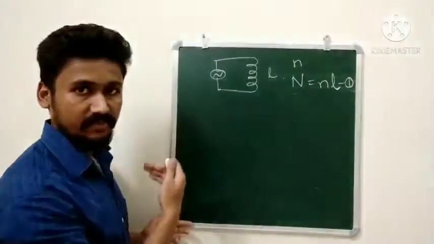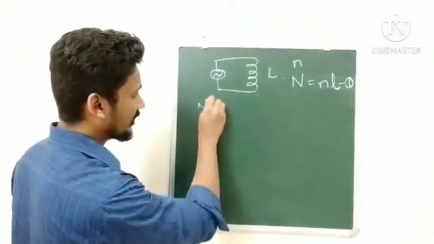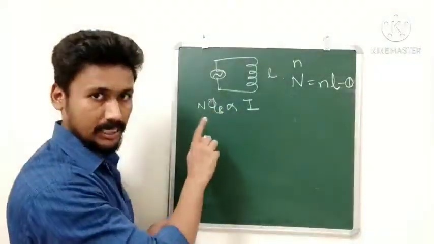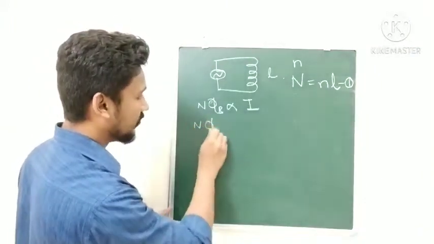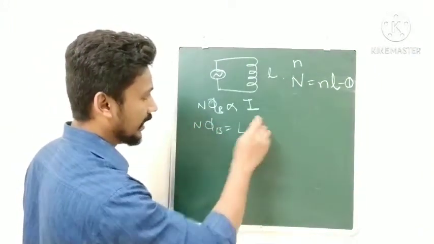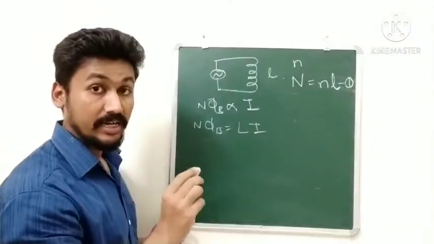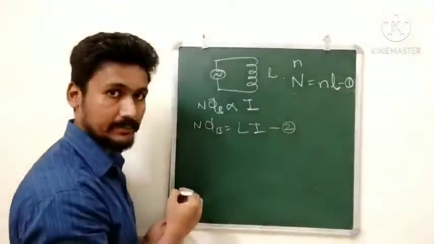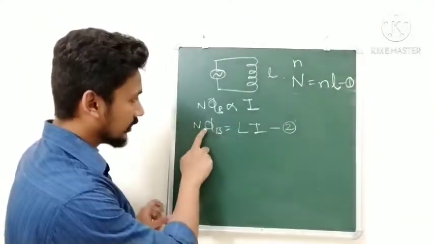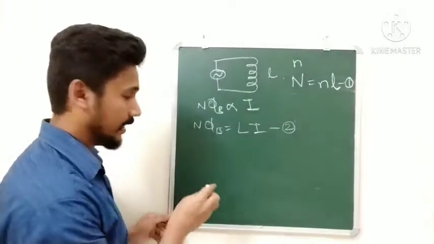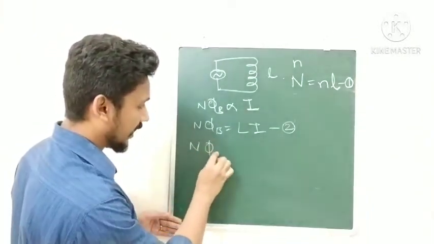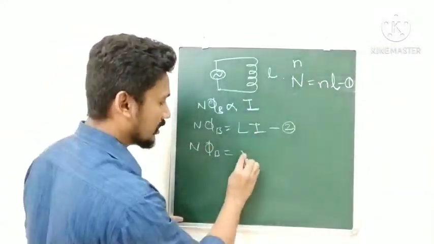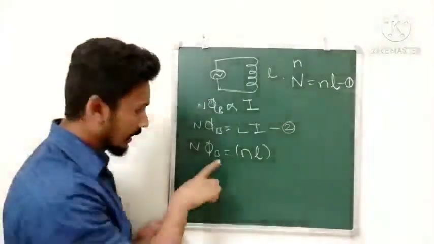Now again we start with the previous case, that the flux linkage is directly proportional to the induced current. Therefore we get N phi B is equal to capital L into I, where L is the self-inductance of the coil. Let us call this equation number 2. Now we can figure out the left hand side of this equation very easily. We can write N phi B is equal to, how much is capital N? Capital N is equal to small n into L.